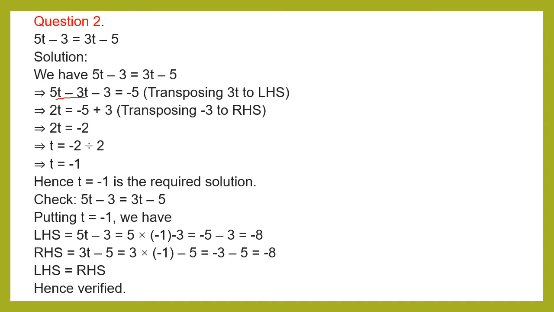So 5 minus 3 means 2. The greater term has a minus sign, so let us take the symbol here as minus. So the obtained equation is 2t equals minus 2. Then t equals minus 2 divided by 2. If we transfer this multiplication 2 to this side, it becomes divided by 2. So t equals minus 2 divided by 2.